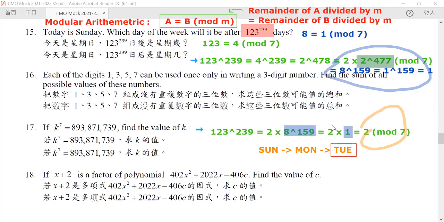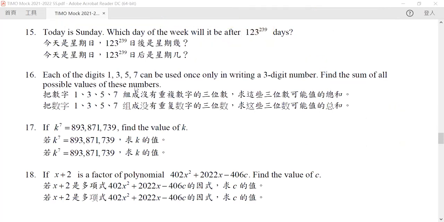Okay, so let's go to our question 16. Each of the digits 1, 3, 5, 7 can be used only once to write a 3-digit number. Find the sum of all possible values of this number. This question is actually extremely simple, but all you need to do is just list out the numbers and see the pattern. Now the concept is very simple. Let me rewrite this here, because we have 1, 3, 5, and 7, and we want to choose 3.